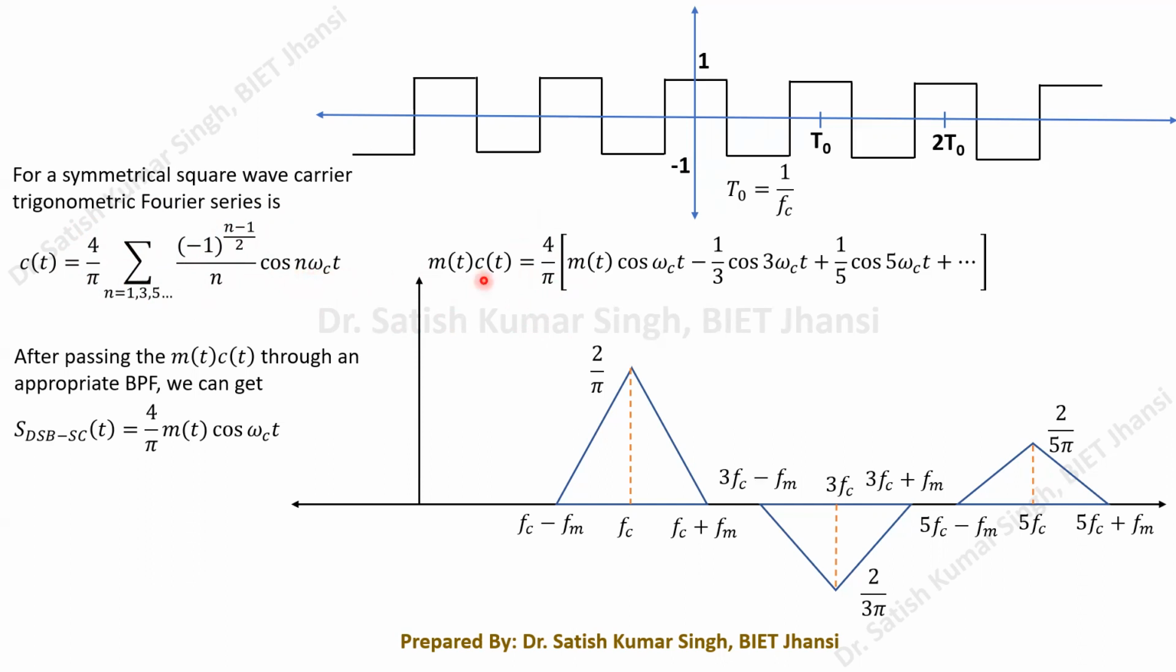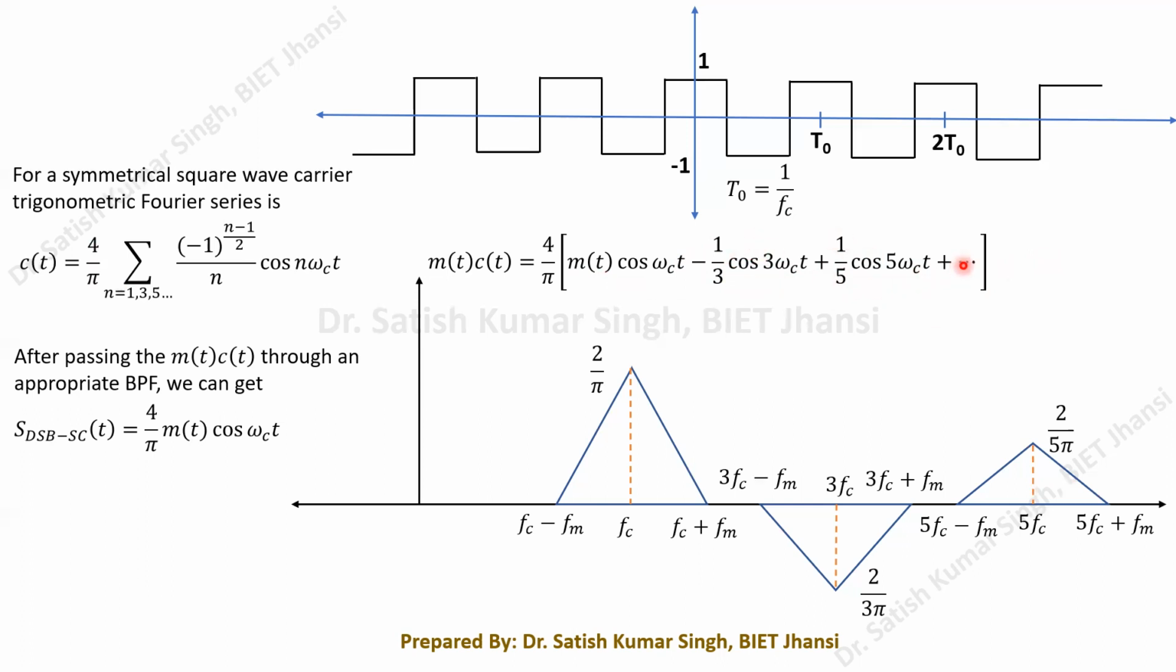So multiplying m(t), the first term we get is m(t) cos omega c t. Similarly, if you substitute n equals 3, you get minus 1 upon 3 cos 3 omega c t, plus 1 upon 5 cos 5 omega c t, and so on. There is a mistake while writing here: after minus 1 by 3, m(t) should be multiplied. So it is m(t) cos 3 omega c t, plus 1 upon 5 m(t) cos 5 omega c t, and so on. Please make this equation correct; m(t) should be multiplied everywhere.